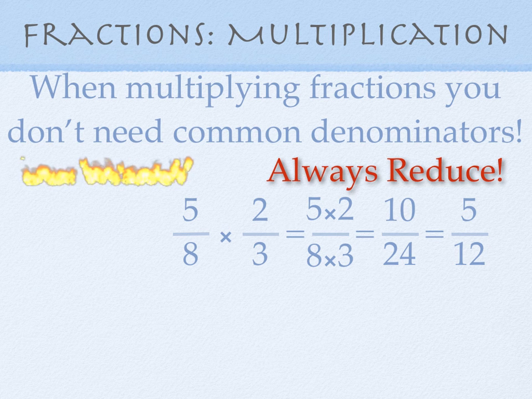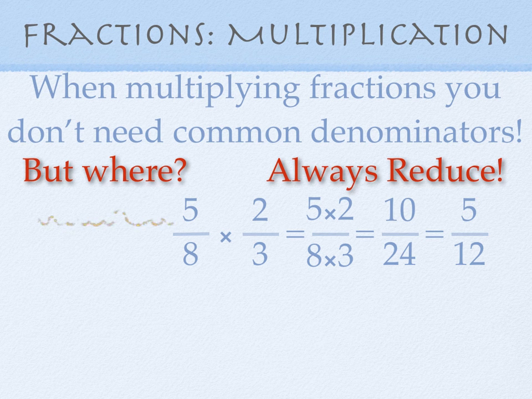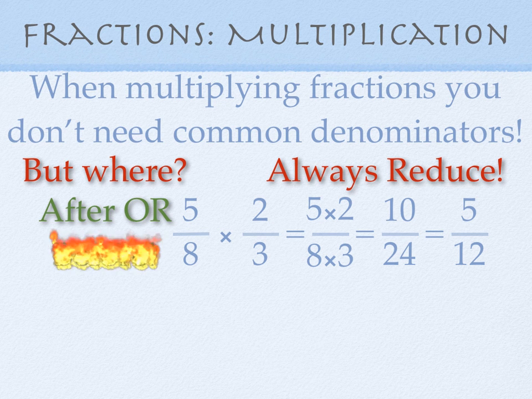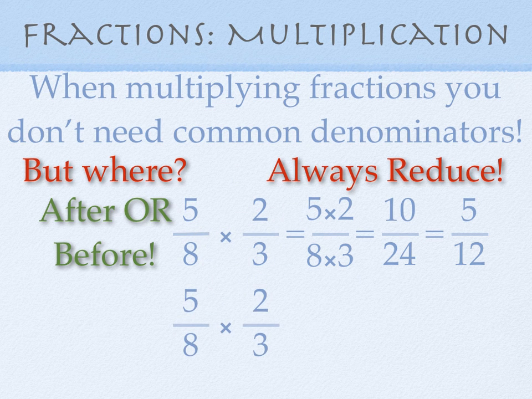Now, some of you have seen that there are some shortcuts, okay, where we reduce. We can actually reduce earlier if we want to. You can do it after, like we just did there, or we can actually reduce before we multiply. This is a nice little trick here where, let's imagine I'm going to move down. I'm going to do this again. 5 over 8. Notice 5 over 8 can't reduce, and 2 over 3 can't reduce.